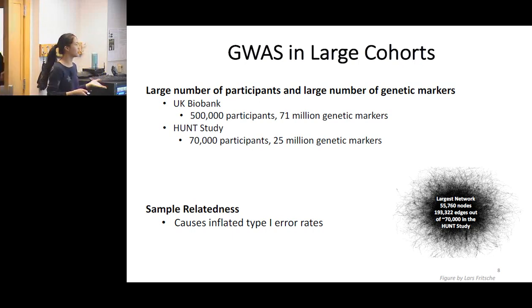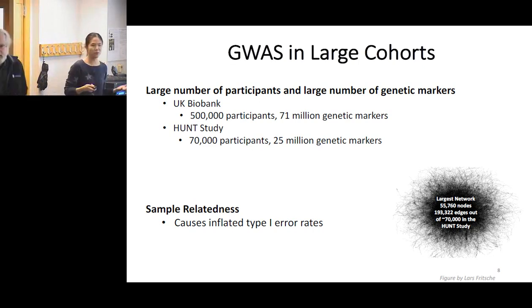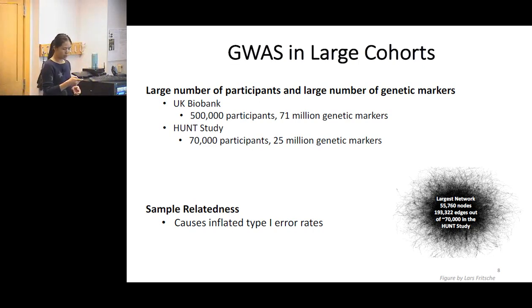So we all have the data, and then we can all perform GWAS on this data. And the other feature of those large biobanks is it usually contains some related samples when they collect their participants. So here's an example to show there are about 55,000 participants out of these 70,000 participants in HUNT that are related to each other up to 2nd degree. So we can see this large hairball showed us the strong sample relatedness.